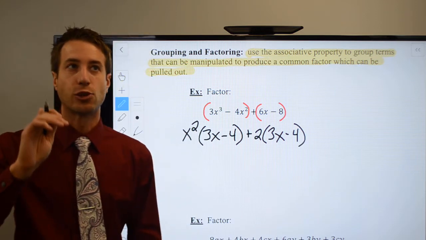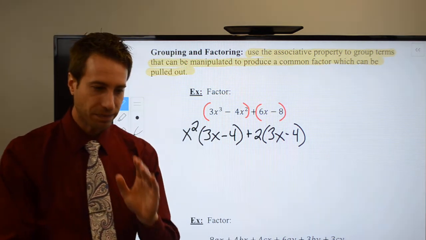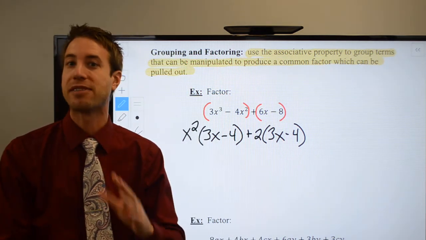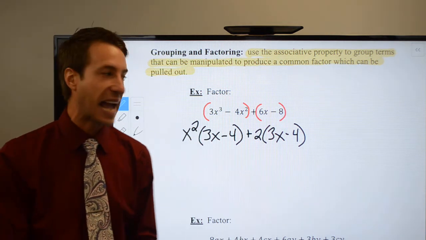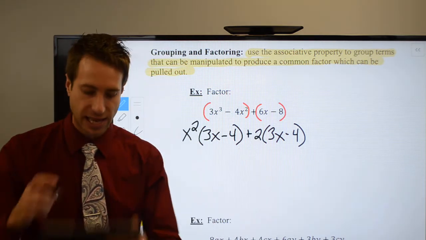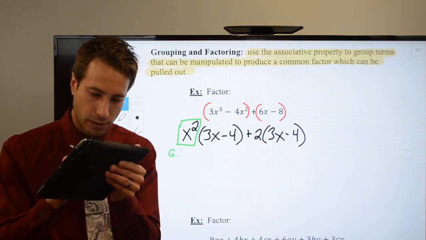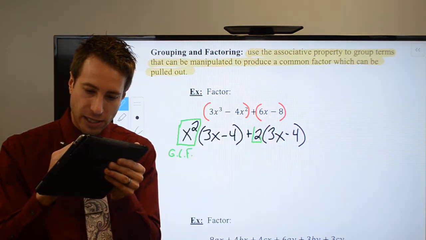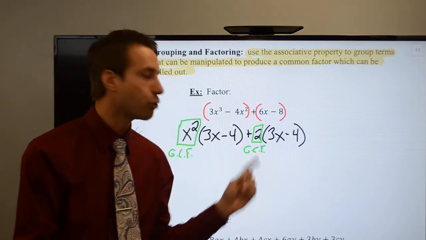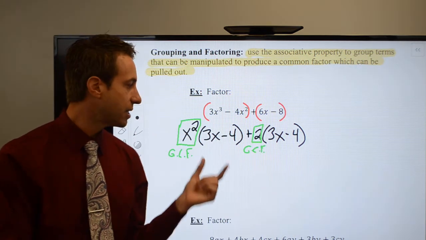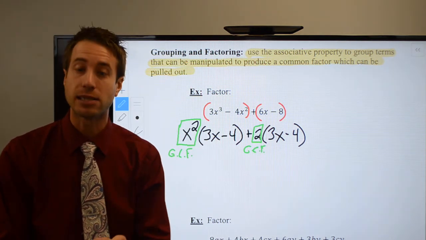Now, here's the catch to this particular method. This group and factor method for factoring only works as long as, after you have pulled out your GCFs, this was my GCF for the first grouping, and this was my GCF for the second grouping, once I pull out those GCFs, what's left in the parentheses must be the same. It has to be the same.